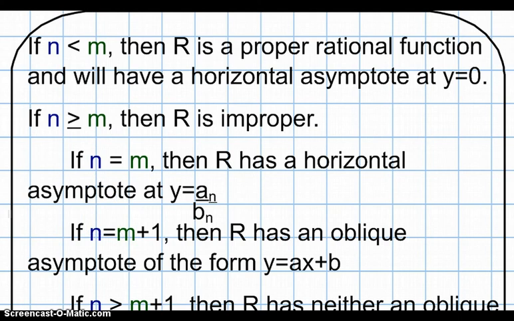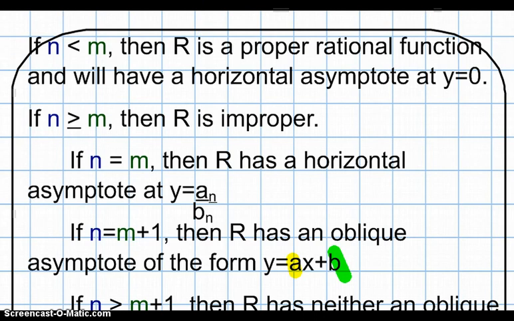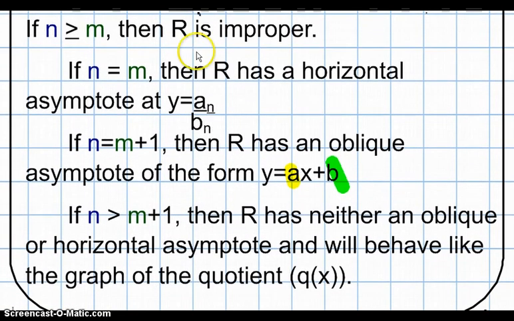And then if n is equal to m plus 1, which means they only differ by 1, but the numerator polynomial is still larger than the denominator polynomial, then you'll have an oblique or slanted asymptote, and that asymptote will be of the form y equals ax plus b. And last but not least is when n is bigger than m plus 1. In that case, you're going to have neither an oblique nor a horizontal asymptote, and the graph of the rational function will behave much like the quotient polynomial.